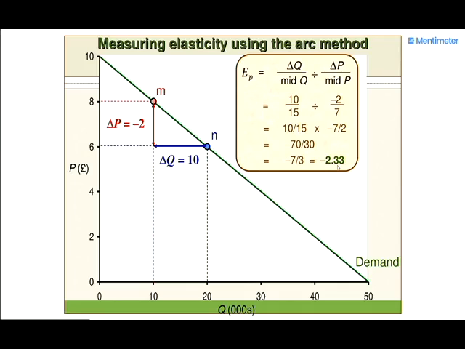2.33% decrease in quantity demanded. In other words, I'll describe this in a minute, this product has an elastic demand. What it means is that the reaction to the price changes is stronger than we maybe expected.